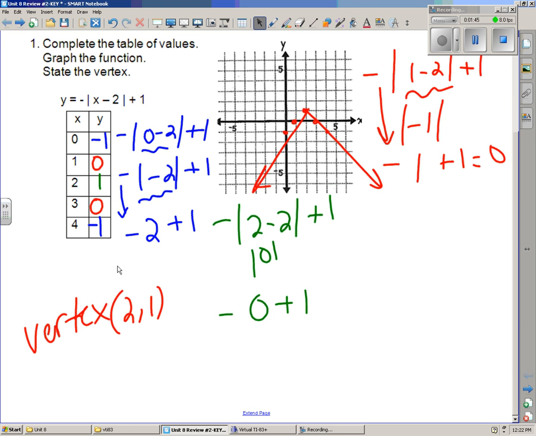Let me remind you of how to do this on the calculator. Okay, so on the calculator, what you're going to have to do is go to y equals.